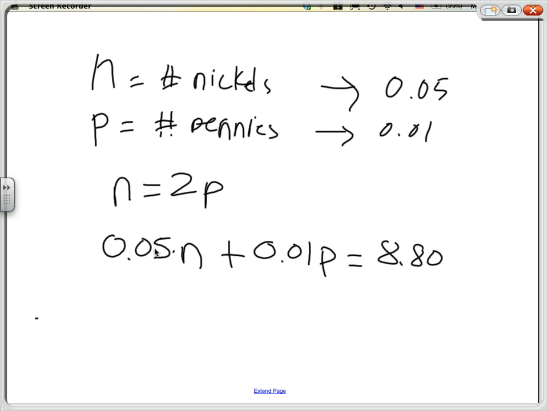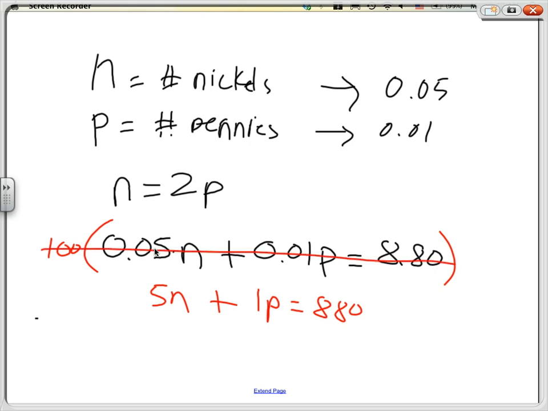Now, for those of you who do not like to deal with decimals, did we learn a way to clear our decimals already? Yes. We look at the longest place value. In this case, they're all 2 places over, which is what place value? 100. So if we want to clear the decimals, all you have to do is take the whole thing times 100. And when you multiply by 100, this becomes 5n, this becomes 1p, and this becomes 880. See it? Now my decimals are gone, and I'm good to go. So erase that old equation from your memory so you don't have to deal with it again.